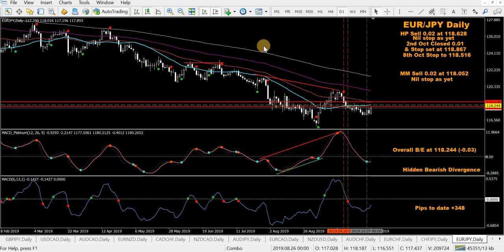Euro yen is the next cab off the rank. I'm in a couple of sells back here, possibly setting up for a buy. Already closed half on the HP. Overall break even's in this little area here. It's all a bit tight. We're down overall minus 0.03 and price is below the yellow dash line at the moment. So we're just in the money. Made a few pips. I think this is going to reverse to the upside.